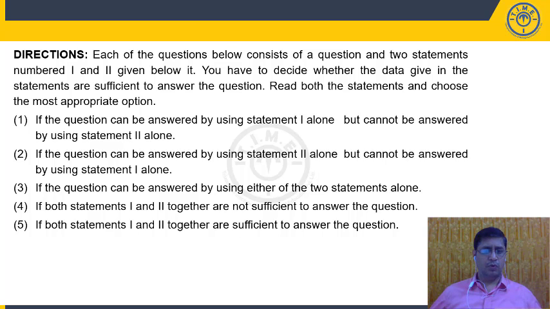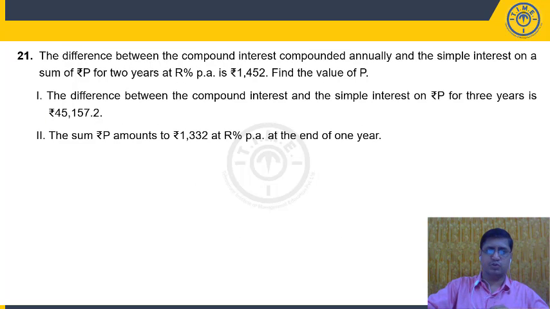Now, statement 1 alone sufficient, 2 not sufficient, choice 1. Statement 2 alone sufficient, 1 not sufficient, choice 2. Either 1 or 2 individually sufficient means choice 3. 1 and 2 together not sufficient means insufficient data, some more information required to answer the question, choice 4. Combining both the statements it is possible means choice 5. So these are the 5 choices, please remember them and look at the first question.